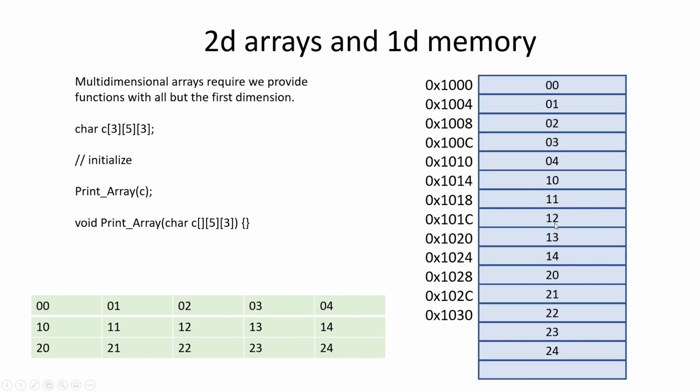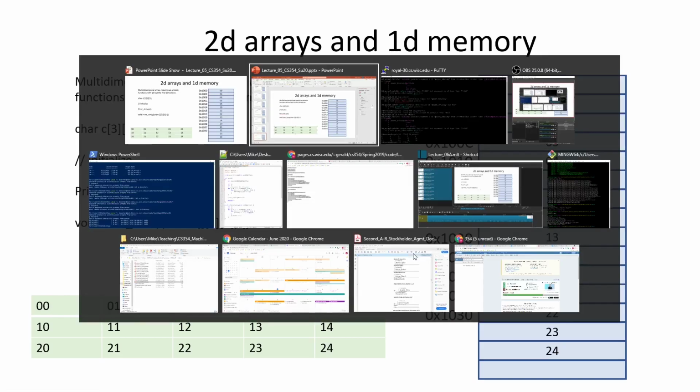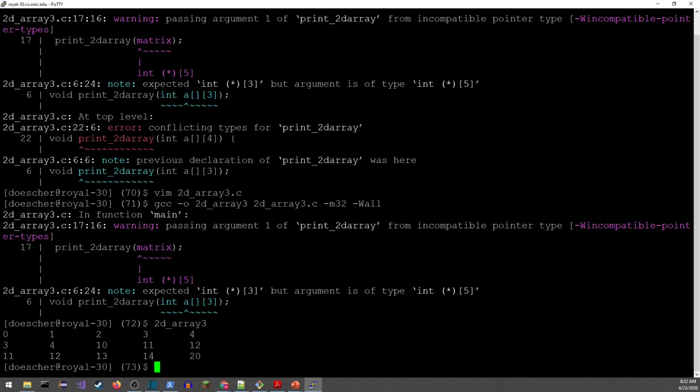I believe it went to 1,2. But then for the third row, it's going to 1,2, 1,3. It thinks that's the first row. 3,4, 10, it thinks that's the second row, and it's going to start right here and print 5 elements: 1,1, 1,2, 1,3, 1,4, and 2,0. Let me jump back into PuTTY. So there's 11, 12, 13, 14, and 20.